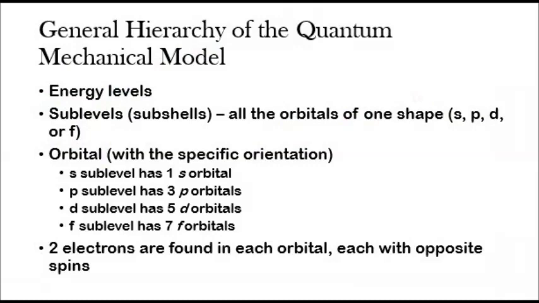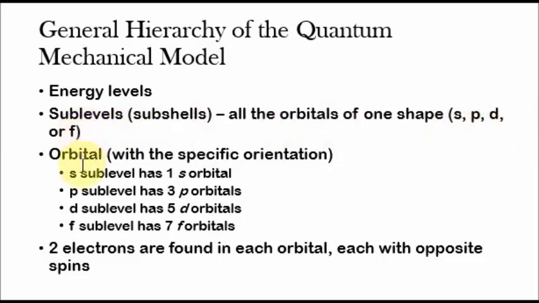So the general hierarchy for the quantum mechanical model, by the way, is the current view on what's the correct model for the atom. It might change with time, we never know. But basically how it works is that we have energy levels, just like in Bohr's atom: energy level 1, 2, 3, 4, 5, same thing. Within those energy levels, we have sublevels. Sublevels are all the orbitals that have one shape. An example of a sublevel would be 3p, which means that it's in energy level 3 and it's the p sublevel, okay? We can also have s sublevels, d sublevels, and f sublevels.